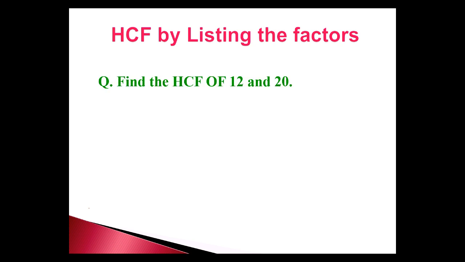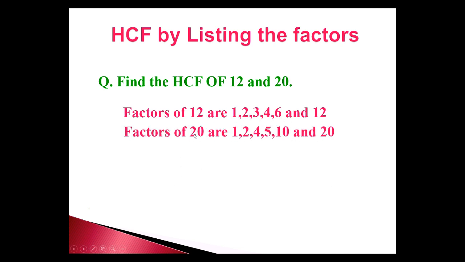Here we have to find the HCF of two numbers, 12 and 20. First of all, we'll find the factors of 12 and 20. So the factors of 12 are 1, 2, 3, 4, 6 and 12. Factors of 20 are 1, 2, 4, 5, 10 and 20. So what are the common factors here? Let's see.